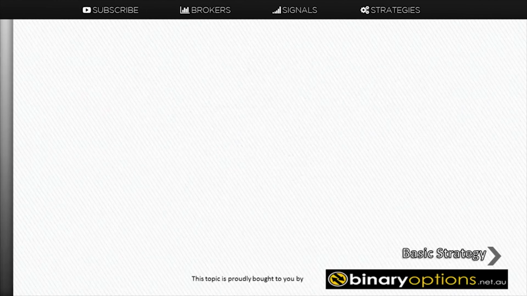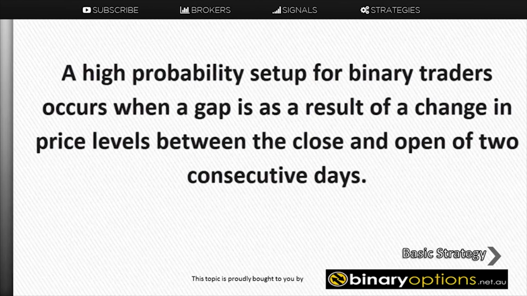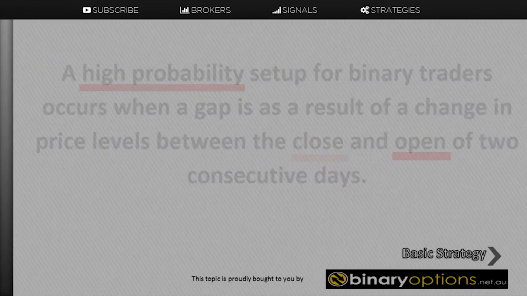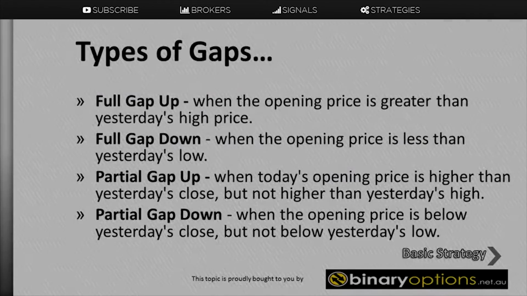Price gaps often occur during intraday trading periods. However, a high probability setup for binary traders occurs when a gap is a result of change in price levels between the close and open of 2 consecutive days. For the overnight period, there are 4 basic types of price gaps.